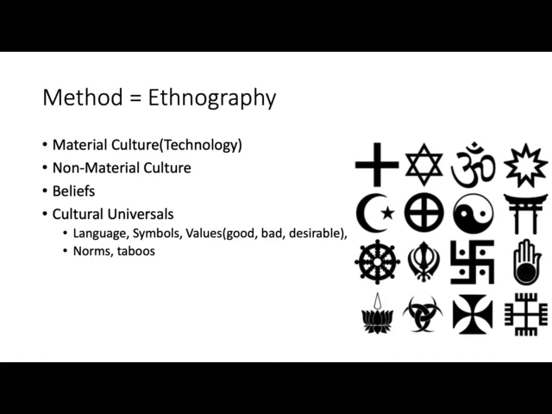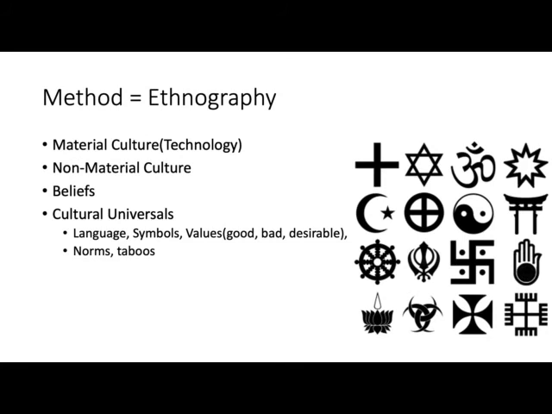Then we have beliefs, once again associated with these symbols, religious beliefs, different ways of knowing the world, different structures of thinking. And then we have these other cultural norms. Language, everyone has symbols. They might not be the same symbols, but we all have symbols in our culture. We have values, things that are seen as desirable or undesirable. And then we have norms and taboos. So we have things that you should do and things that you shouldn't do.